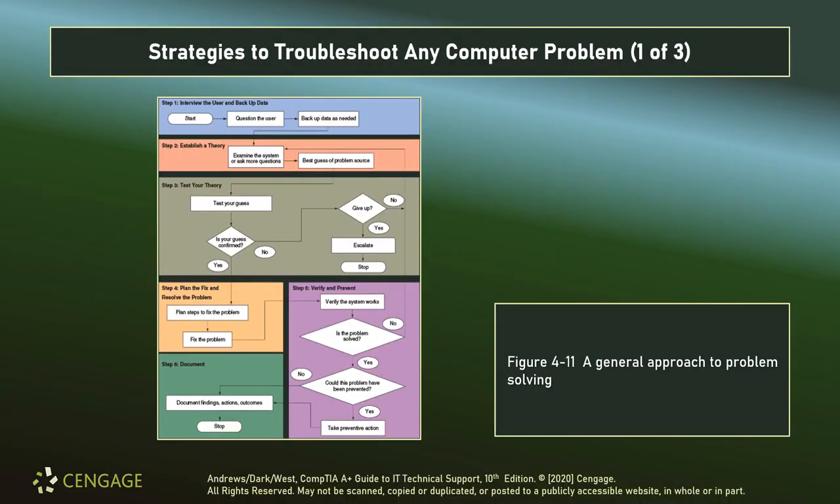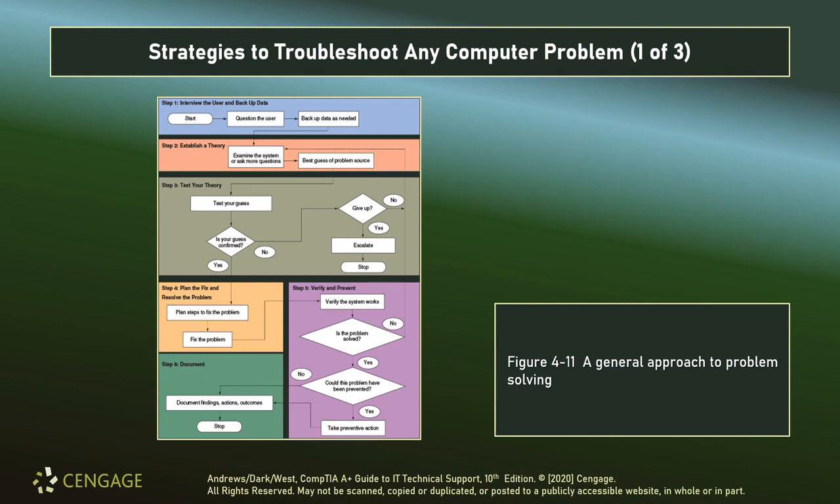So this is a pretty general approach to problem solving. It's a nice little flow chart. So let's just start from the top and work our way down. Step 1 is to interview the user and back up data. We're going to go ahead and talk to the user about what's going on. We're going to back up data as needed.